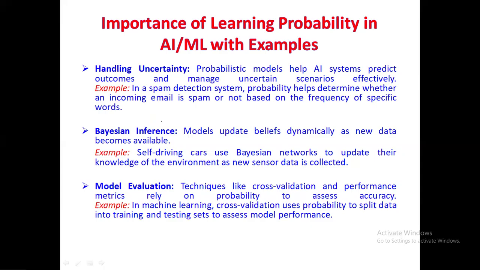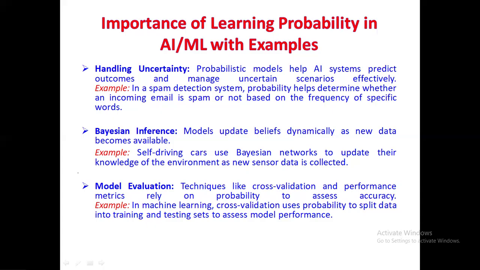Next, Bayesian inference. Bayesian inference enables AI models to update their beliefs dynamically as new data becomes available. This is particularly useful in environments where information constantly changes, such as self-driving cars that use Bayesian networks to assess the probability of obstacles and pedestrians appearing. By incorporating new data into existing models, Bayesian inference ensures that AI systems remain adaptable and accurate in real-time decision making.